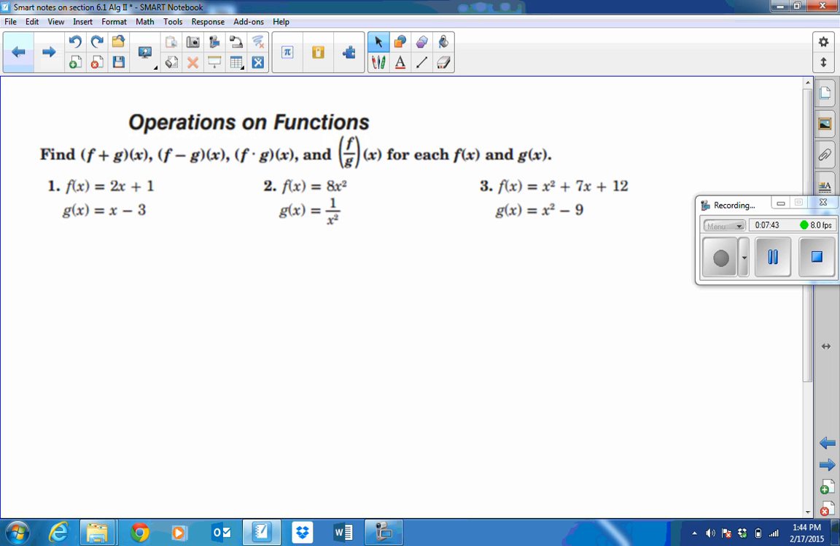That should give you the basics on what to expect on this homework. Here's a couple extra practice problems here, and then on the IXL. They're all the same way. You're going to use the same operations you've used on numbers on the two functions. Adding them together, simply taking the f of x, adding the g of x. F minus g, taking the f of x, subtracting the g of x. F times g, taking the f of x times the g of x. And f over g, taking the f of x divided by the g of x.